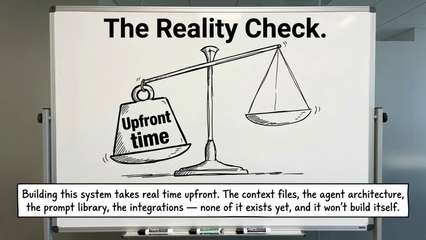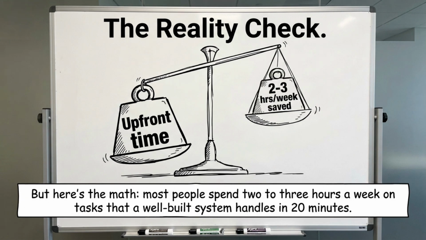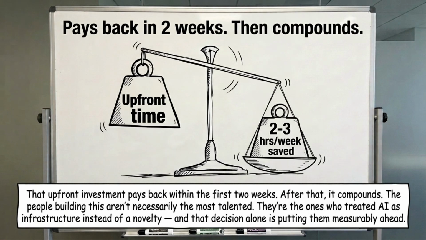Here's the reality check worth stating clearly before we close. Building this system takes real time up front. The context files, the architecture, the prompt library, the integrations, none of it exists yet, and it won't build itself. But here's the math. Most people spend 2 to 3 hours a week on tasks that a well-built system handles in 20 minutes. That upfront investment pays back within the first 2 weeks.